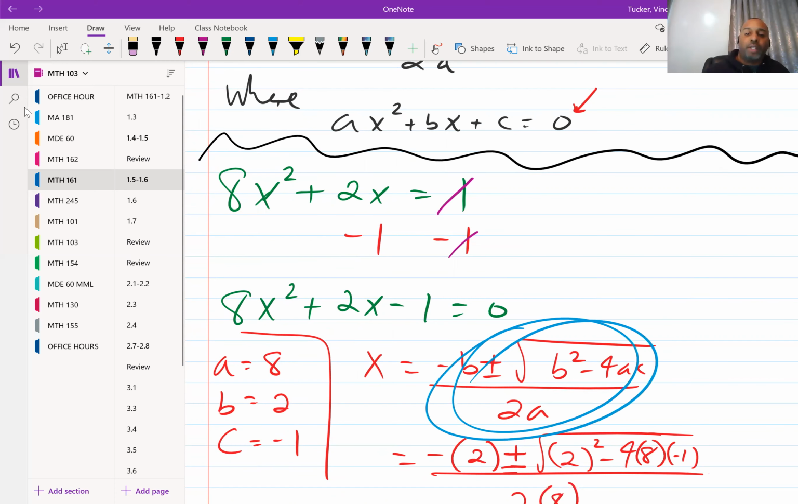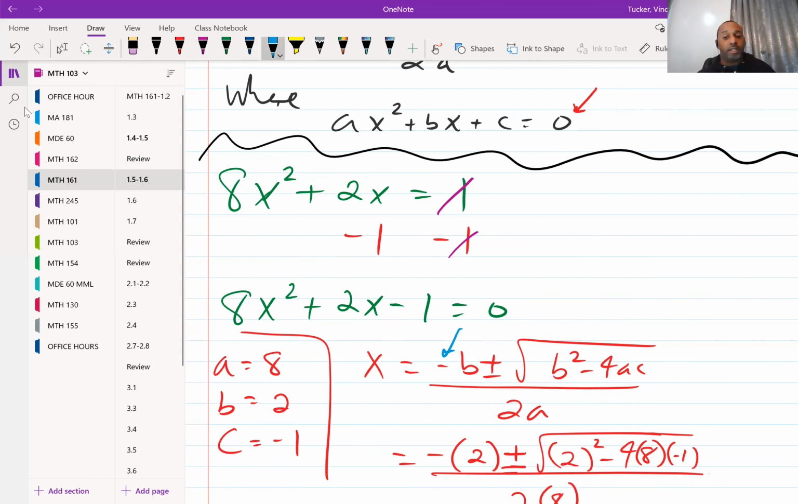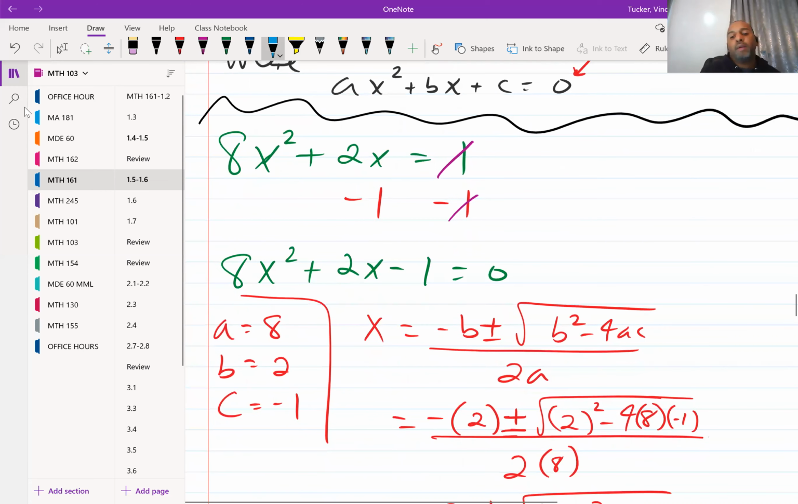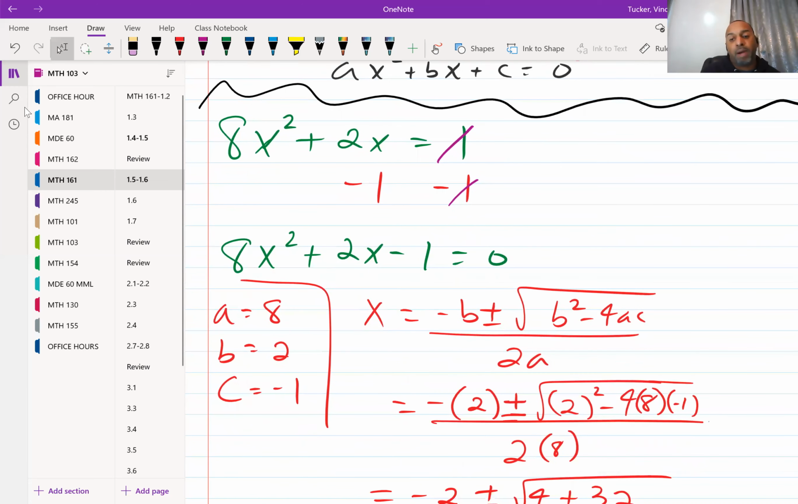Make sure you don't lose a negative, especially when B is negative. I think that will happen in the next one, but make sure that negative in front of the B stays there. You don't lose it in your substitution and calculation. So that's -2 plus or minus the square root of 2 squared minus 4 times 8 times -1 all over 2 times 8.